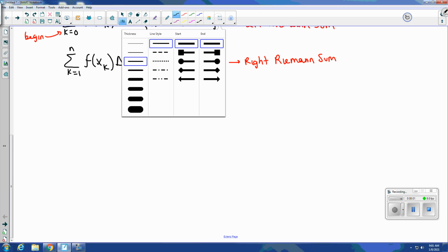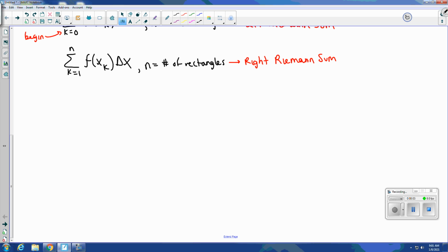Now let's just look at the right Riemann sum. And let's say that we want the length of the subintervals to be the same. So delta x is now going to be the length of the interval divided by the number of rectangles we want.